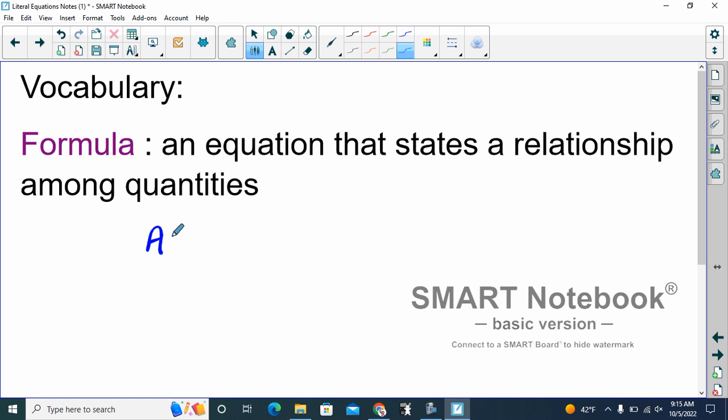The area of a rectangle, or I'm sorry, area of a triangle is 1/2 base times height. That's the area of a triangle as it relates to the base and the height of the triangle. The perimeter of a rectangle is twice the width plus twice the length. And there's lots of other relationships among quantities that exist out there.